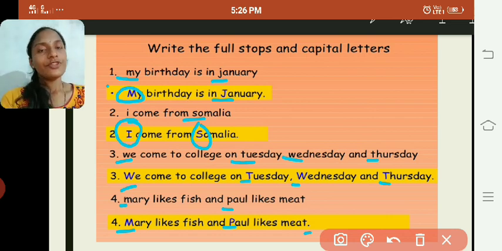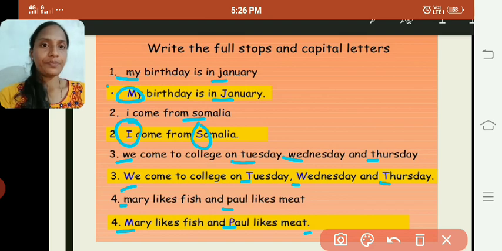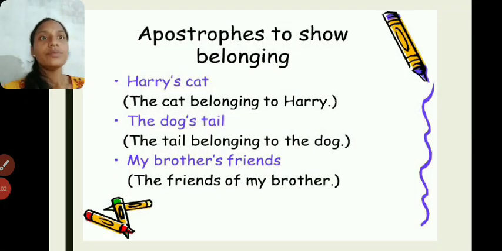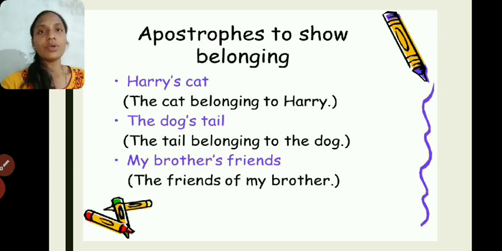So when we solve any exercise, we have to remember the rules and then complete it. We have learned about capitalization, and we revised punctuation marks also. Okay students, after that we learned about the apostrophe. The apostrophe is used to show belonging. We saw that when something belongs to someone, apostrophe plus s is used.